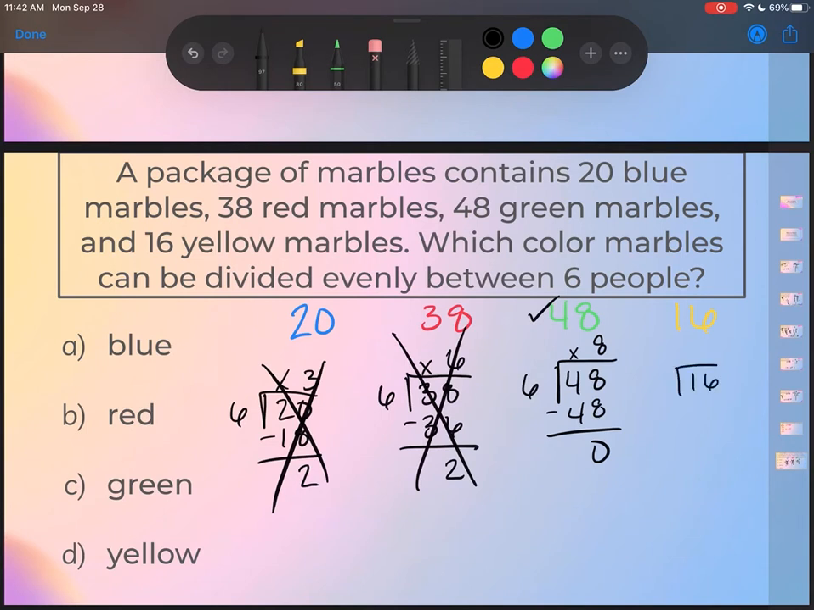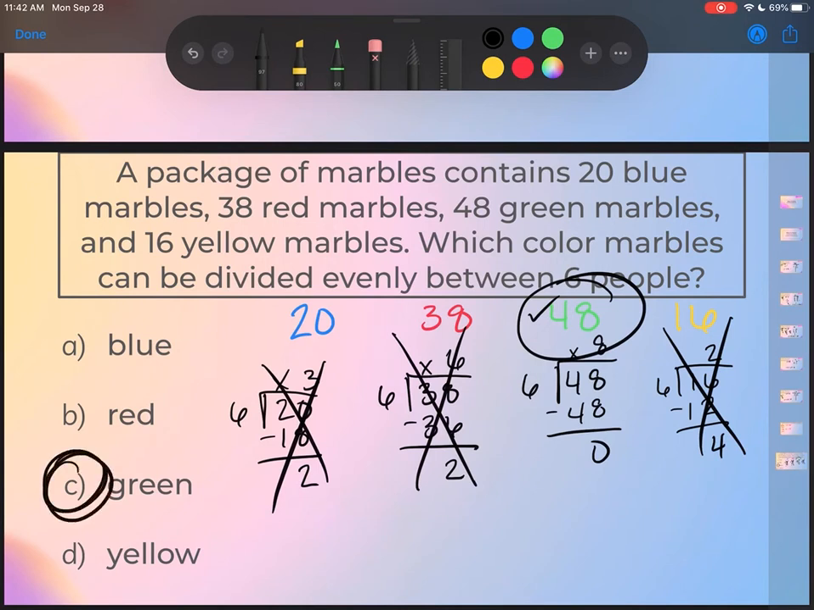But let's just check 16 to make sure. Well, 6 goes into 16 2 times. 2 times 6 is 12. I subtract and I get 4. That's not even. So my 48 green marbles would be the marbles that can be evenly divided by 6 people. So green marbles is my answer.